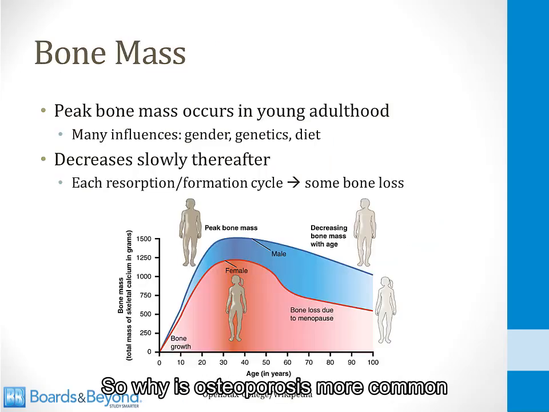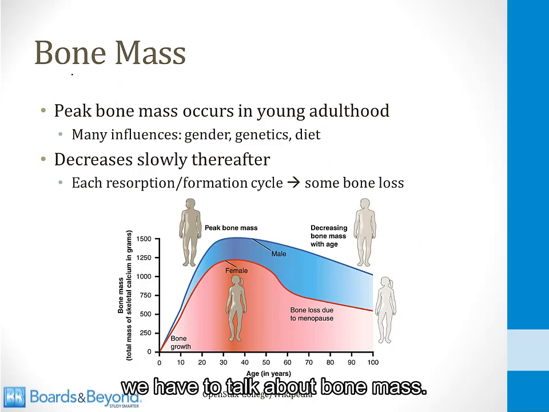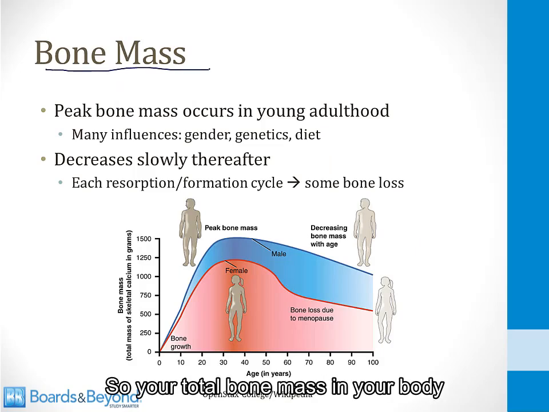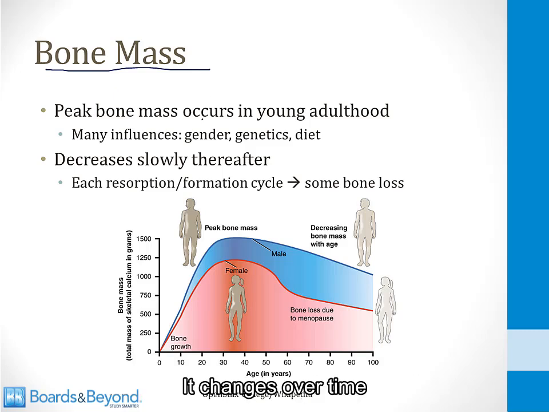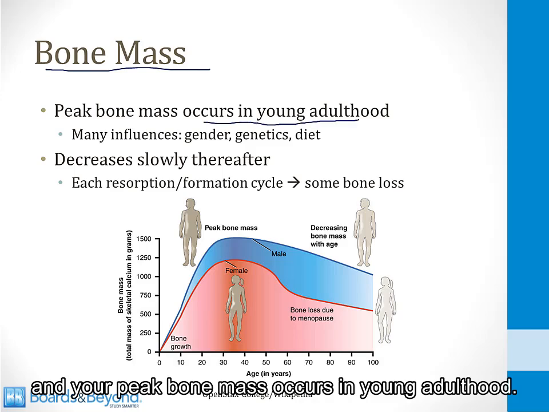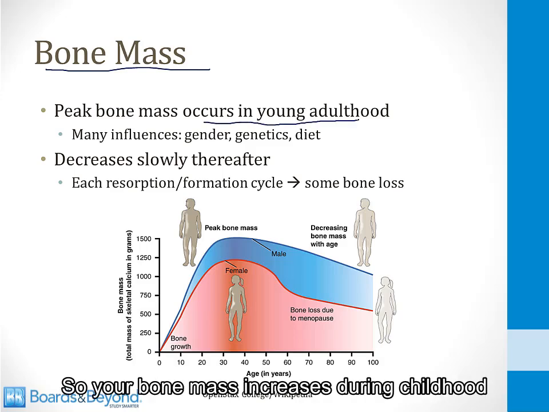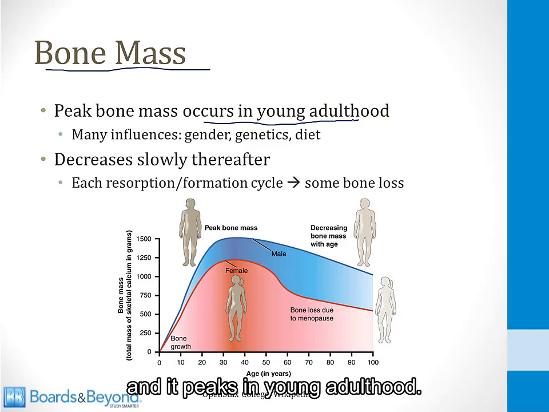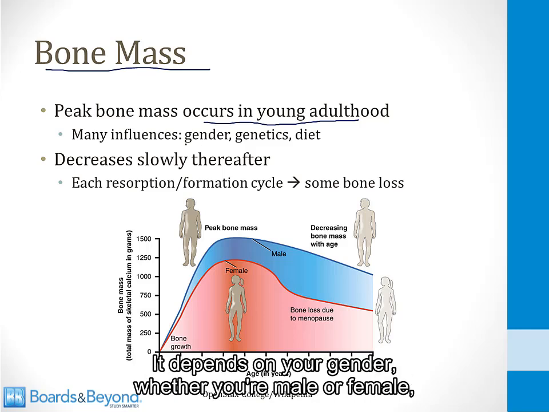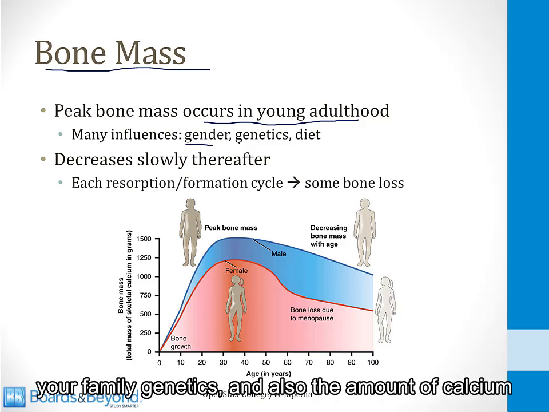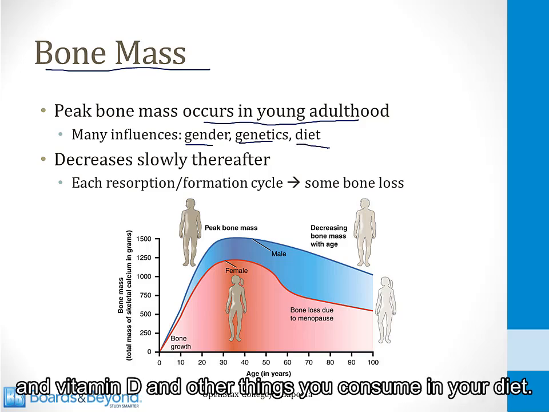So why is osteoporosis more common among elderly white women? Well, in order to answer this question, we have to talk about bone mass. So your total bone mass in your body is not constant throughout your life. It changes over time. And your peak bone mass occurs in young adulthood. So your bone mass increases during childhood, and it peaks in young adulthood. And the peak depends on many things. It depends on your gender, whether you're male or female, your family genetics, and also the amount of calcium and vitamin D and other things you consume in your diet.